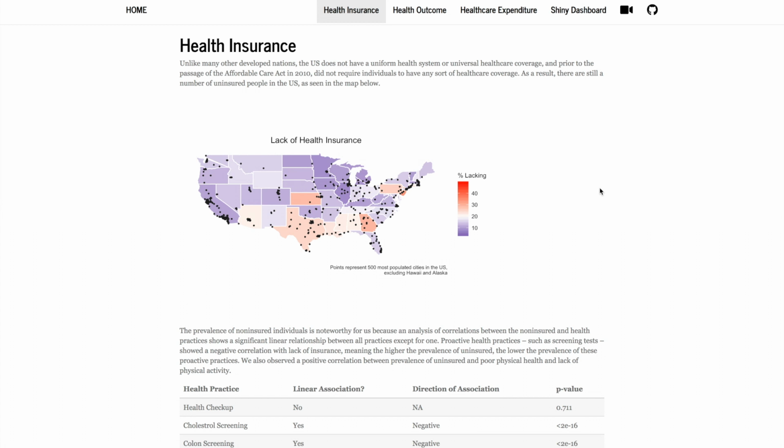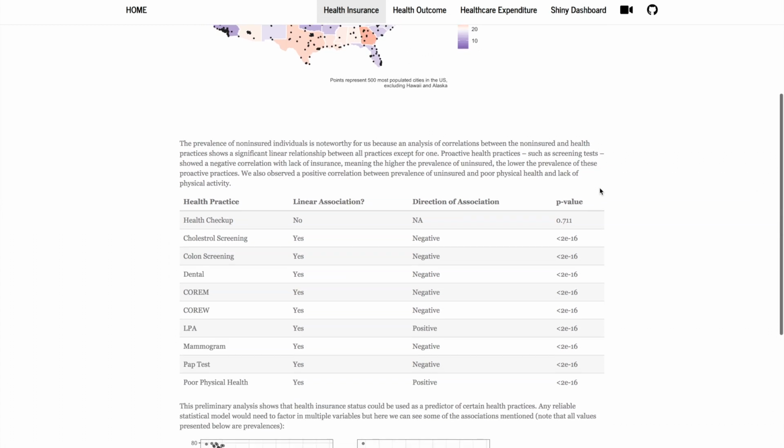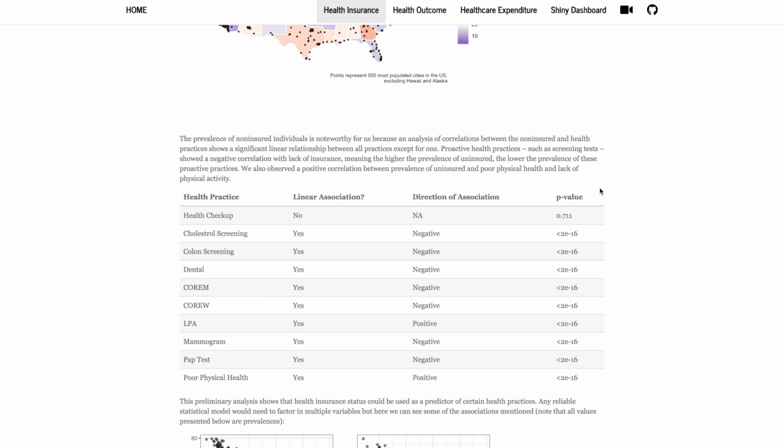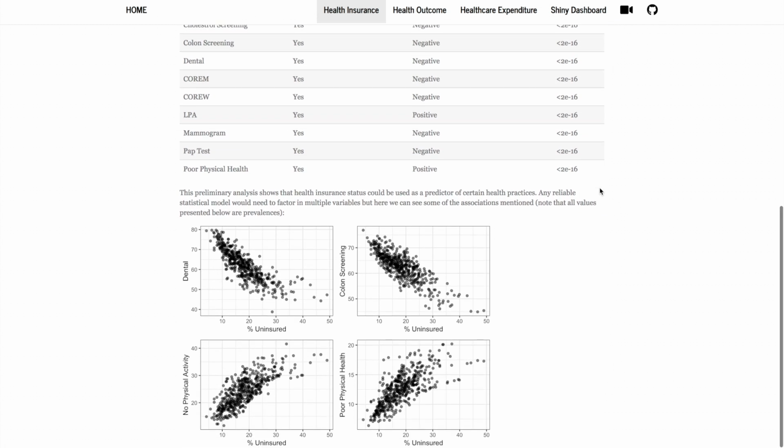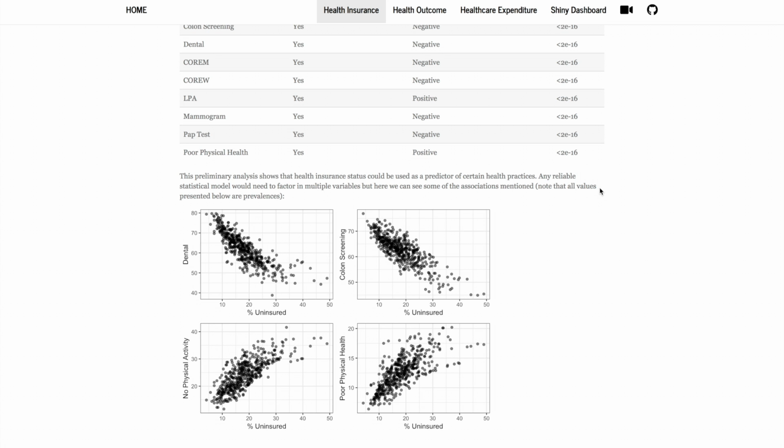Looking at health insurance, we performed simple linear regression between health practices and lack of insurance and found significant linear relationships for all practices except routine health checkups. Overall, we found that the higher the prevalence of uninsured, the lower the prevalence of proactive practices.